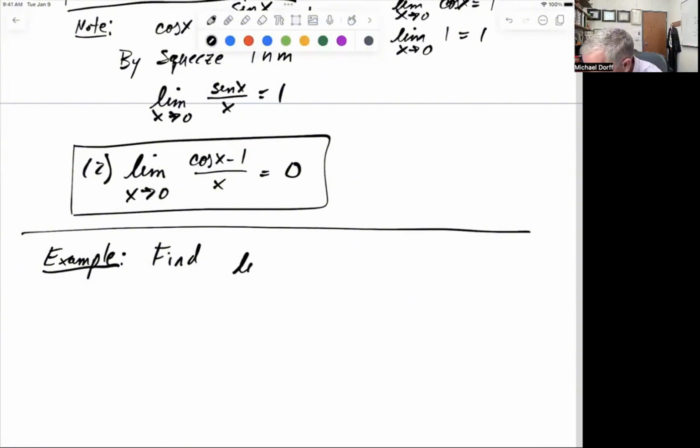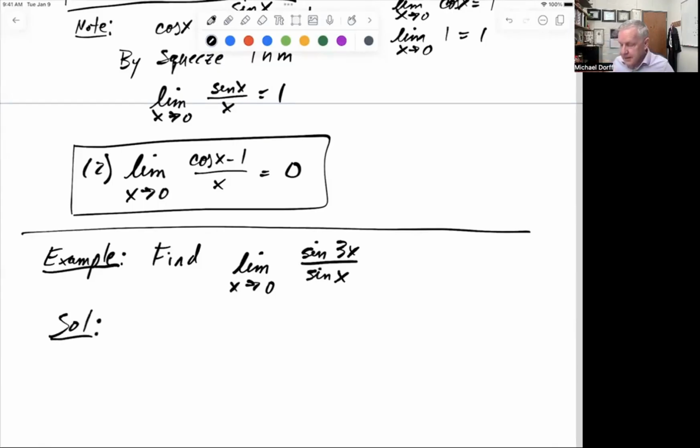So we're going to find the limit as x goes to 0 of sine of 3x over sine of x. Now, thinking back to limit laws, I'd try direct substitution, and when I put that in there, I get sine of 0 over sine of 0. Sine of 0 is 0, so I get 0 over 0, so it's an indeterminate form. So I have to do some type of further manipulation on this.